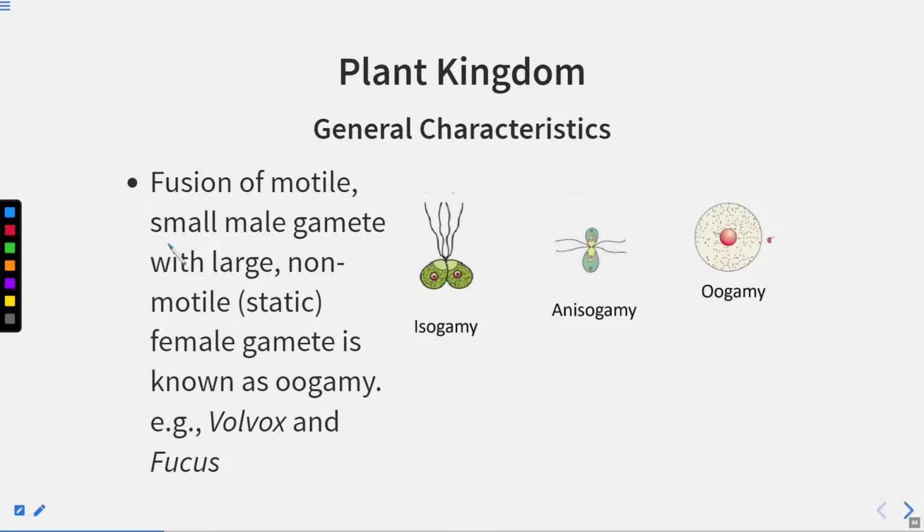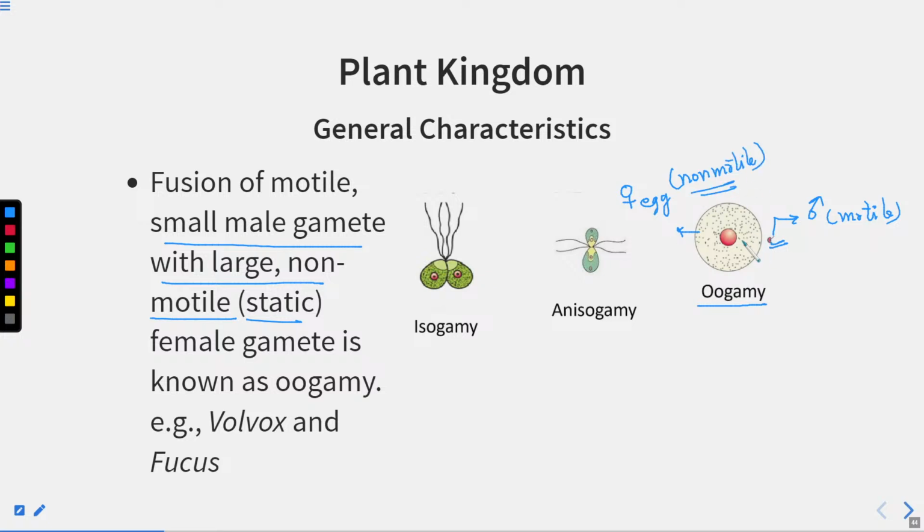Fusion of a motile small male gamete with a large non-motile static one. So here we can see the oogamous type of sexual reproduction. Here this is the male, which is motile. Motile means it has flagella, so it can move. Here it is an egg that is non-motile. This is the female and this is non-motile. So when these two fuse together, sexual reproduction occurs. But this is the oogamous type. It can be seen in Volvox and Fucus.